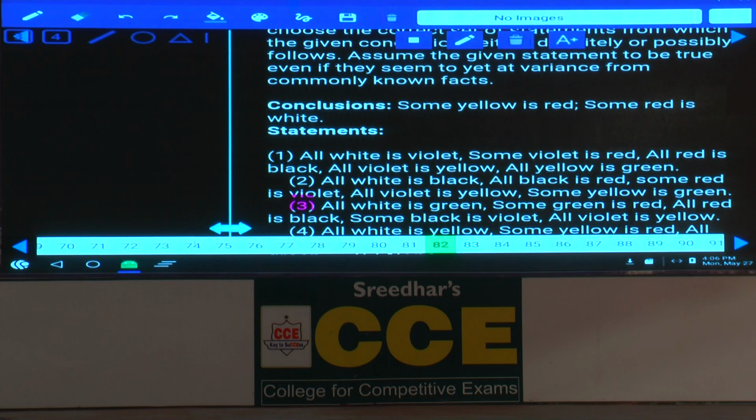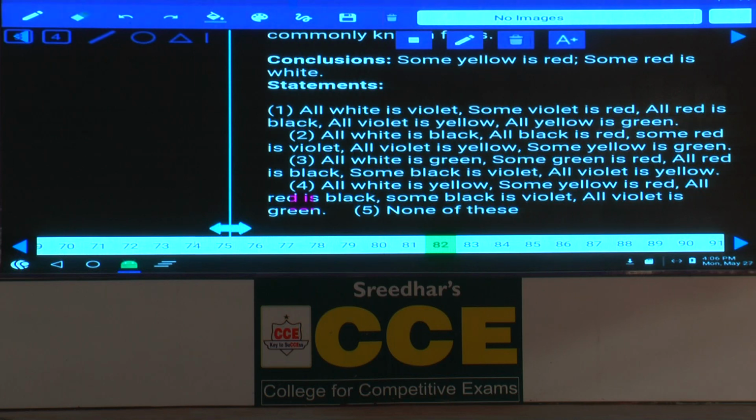Now in this 82, some yellow is red, some red is white. Yellow is red and red is white. Now first, white is here. White should be present, red should, and white and violet. Violet should go and red should come. Hence now a statement between violet and red. Do we have a statement with violet and red or not? Yes, the second statement is violet and red, some violet is red. Isn't it? Some violet is red.